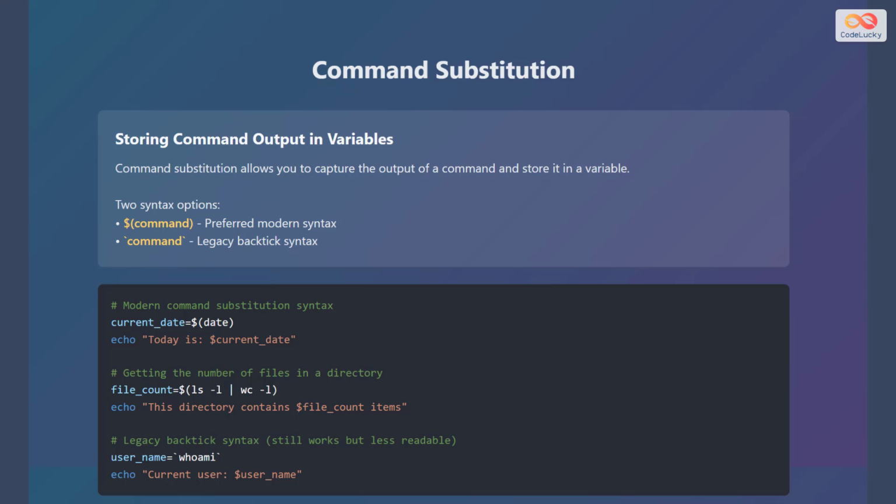The legacy backtick syntax is still functional but is generally less readable. For example, user_name=`whoami` stores the current user's name in the variable user_name. The code echo "Current user: $user_name" will print the current user's name.